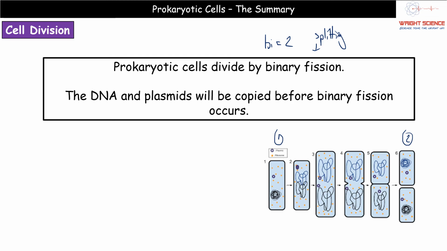So the way that this is going to happen, obviously before we can just split a cell into two, we have to copy the key bits, the DNA and the plasmids. They have to be copied prior to the cell dividing. So just remember, binary fission is the way that we phrase cell division for our prokaryotic cells.